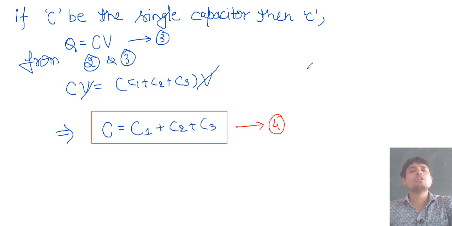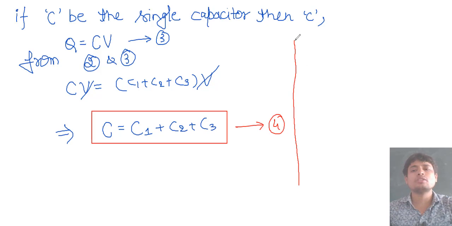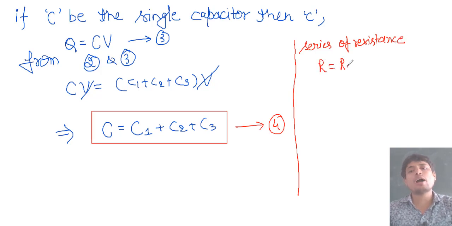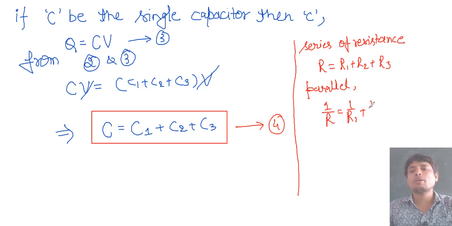There's one more thing you can keep in mind for remembering the formula. You know it for the series of resistance, R equal to R1 plus R2 plus R3, and for parallel, 1 by R equal to 1 by R1 plus 1 by R2 plus 1 by R3.